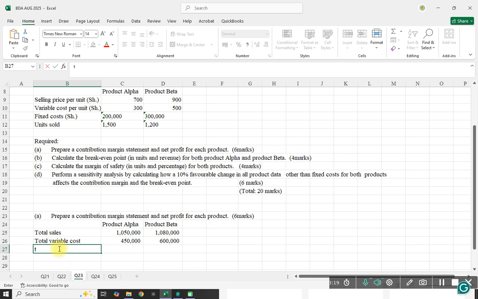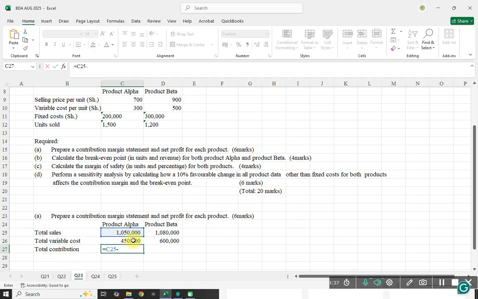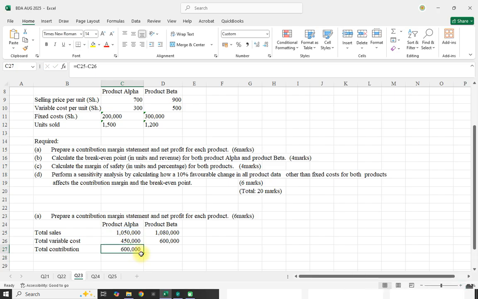Total contribution. So contribution is sales minus variable cost, that way. So that will be our total contribution for the two.